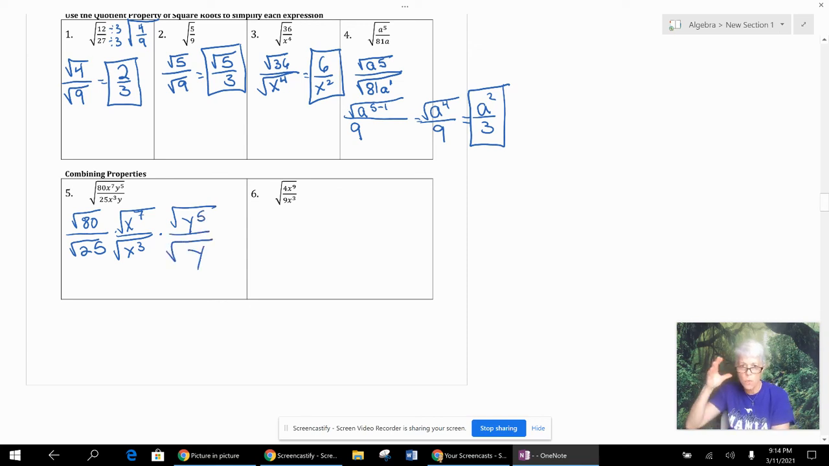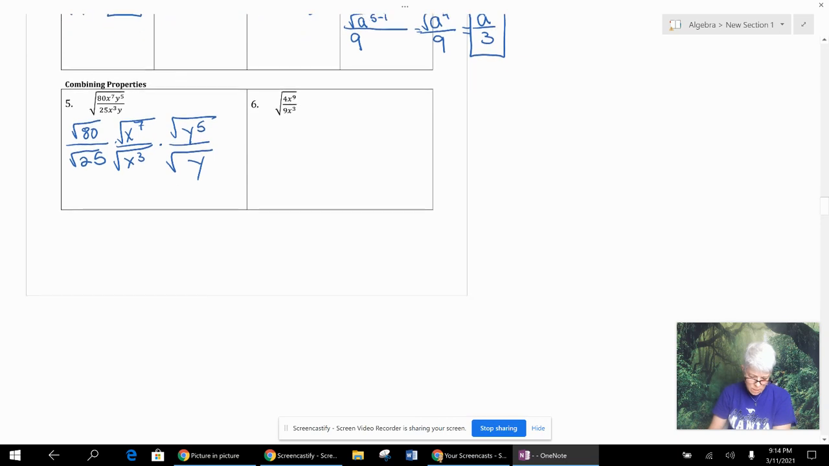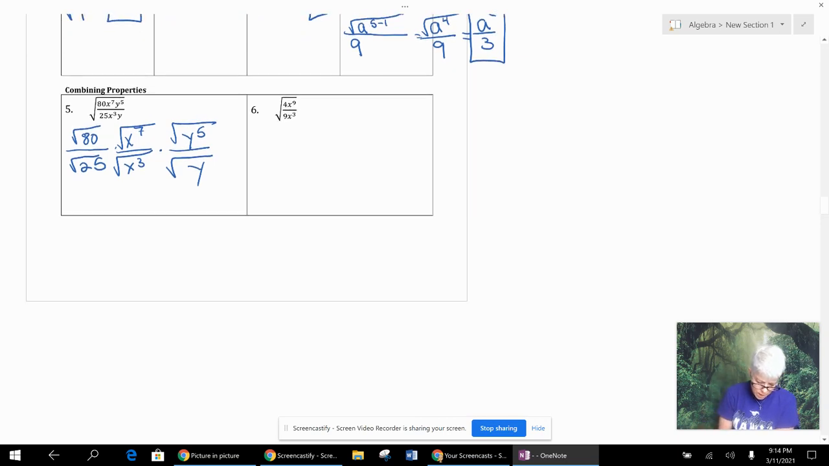So I'm going to remember all those rules. When I'm dividing with exponents on a variable, I'm going to subtract. So the 80, I can break that down into 5 times 16. The 25 is going to be 5. 7 minus 3 is x to the power of 4. 5 minus 1 for the y's is y to the power of 4.